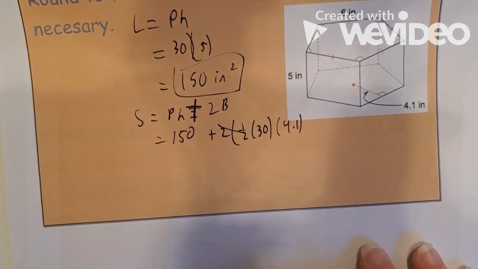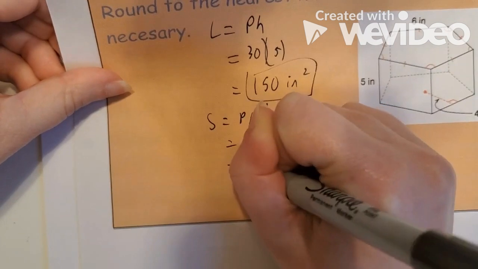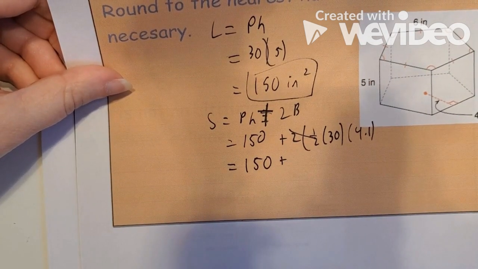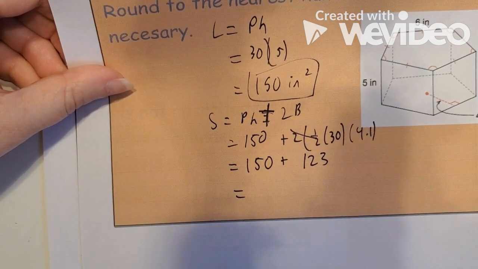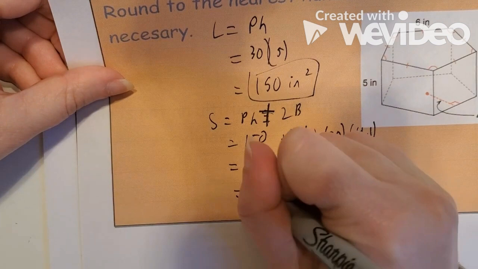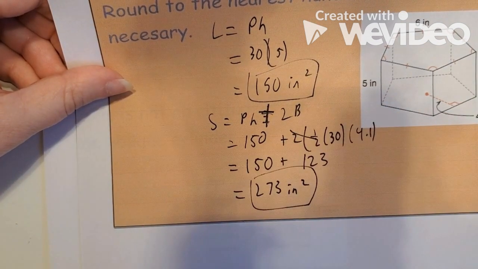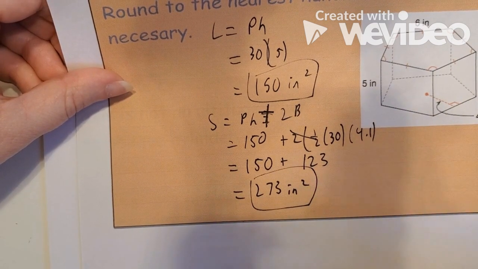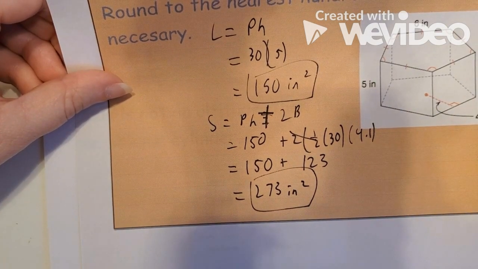Same thing as before. The 2 and the 1/2 cancel out. I think that does happen a lot with these kinds of problems. So this is 150 plus 30 times 4.1, which is 123. So the total is 273 inches squared for the surface area. Because the surface area does encompass more of the figure, you should expect to get a larger number. If you don't, you probably did something wrong. All right?